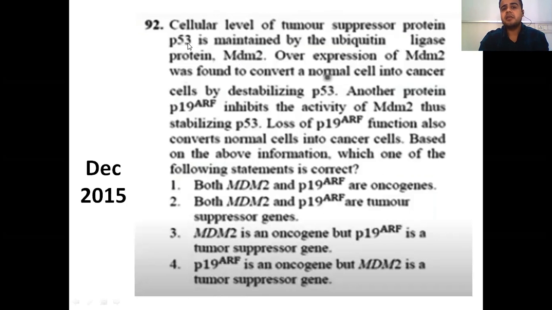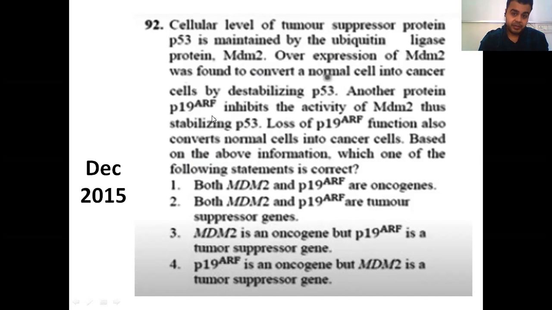We'll cover in this lecture that p53 is a tumor suppressor protein. If you see this question, there are a few statements. The first statement is that the cellular level of tumor suppressor protein p53 is maintained by ubiquitin ligase protein. MDM2 is another protein; if it is overexpressed, more than required, it can convert a normal cell into a cancerous cell by destabilizing p53. So there are 2 proteins, MDM2 and p53, as you can see. Another protein, p19ARF, inhibits the activity of MDM2, thus stabilizing p53.